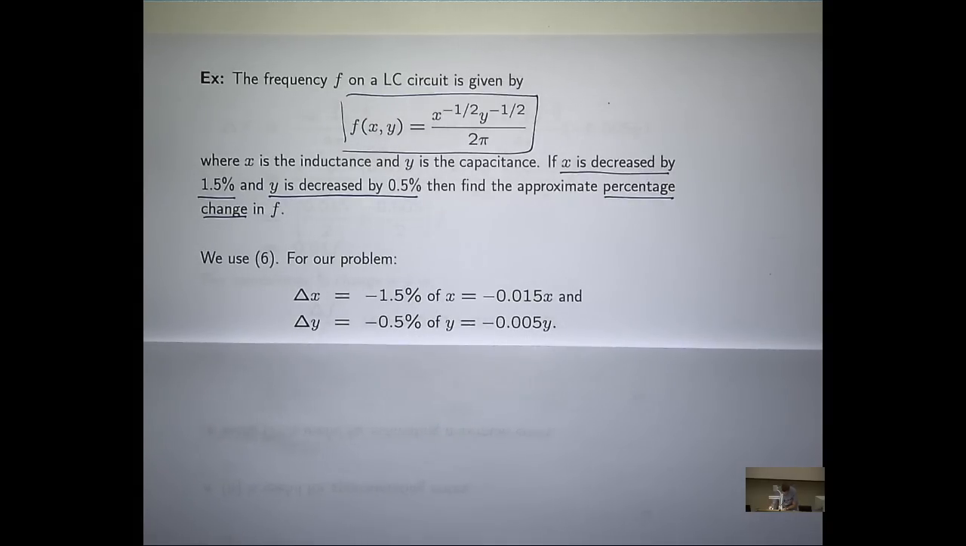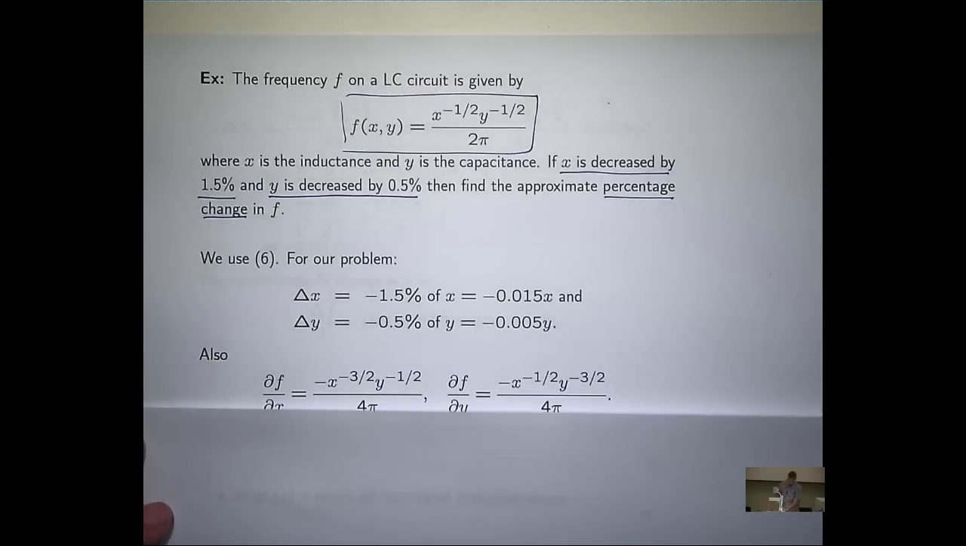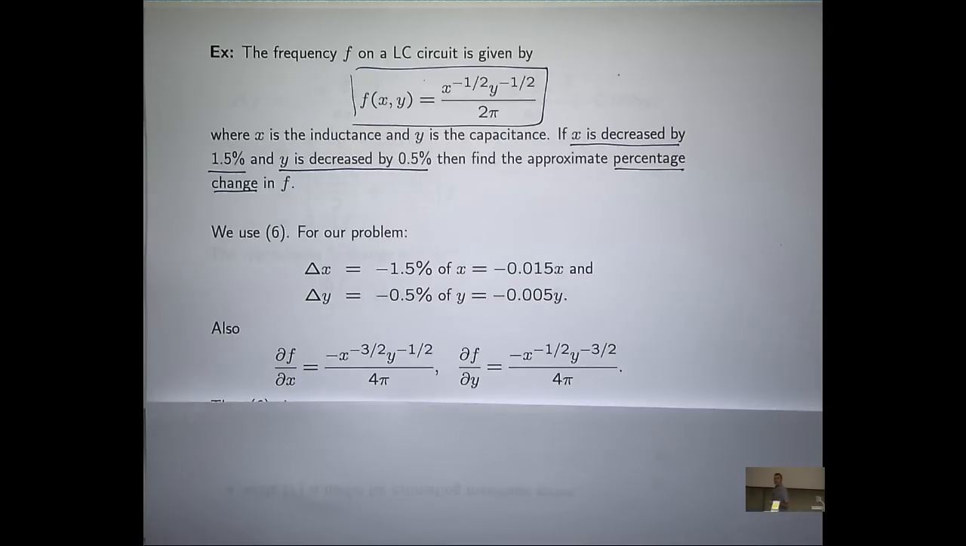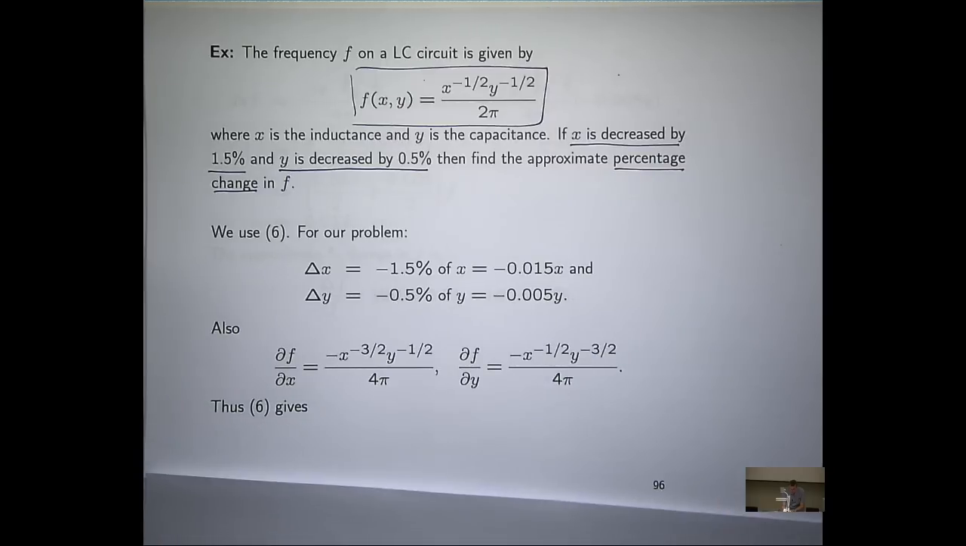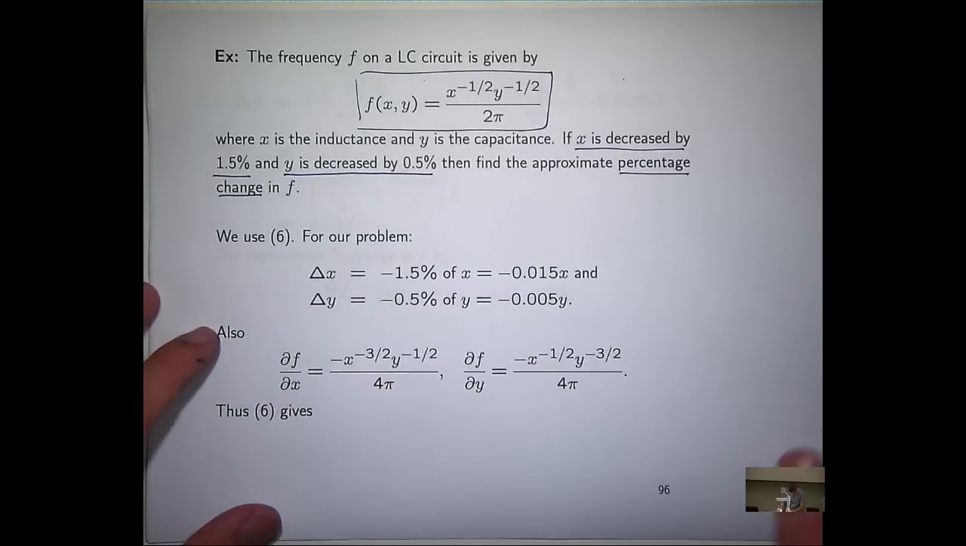Now, if we just read back the information that we're given, we're told that the change in x, delta x, is minus 1.5% of x. Okay, so I can write it like this, and the same with delta y. Now, our approximative type formula involves partial derivatives. So we can now take our f, differentiate, and I'll get the following parts. So, putting all this stuff together, we end up with the following.